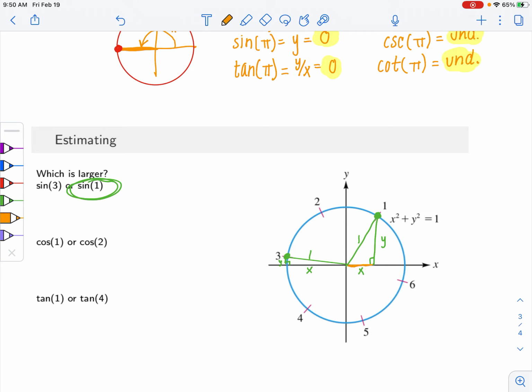Now let's look at cosine of 1. So I'm just going to show here's the cosine of 1, the x value, or cosine of 2. I am just looking at the x values. The x value for 1 and the x value of 2 are the same distance away. But keep in mind, this x value is negative. This x value is positive. Maybe this is positive 1. This is negative 1. Looking at it, it's kind of clear then that this one's going to be bigger because any positive number is bigger than a negative number.